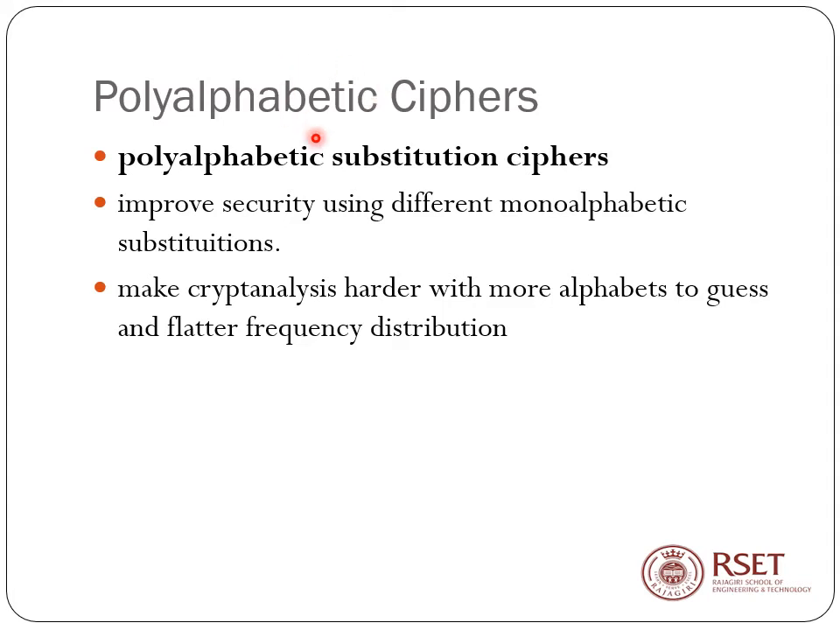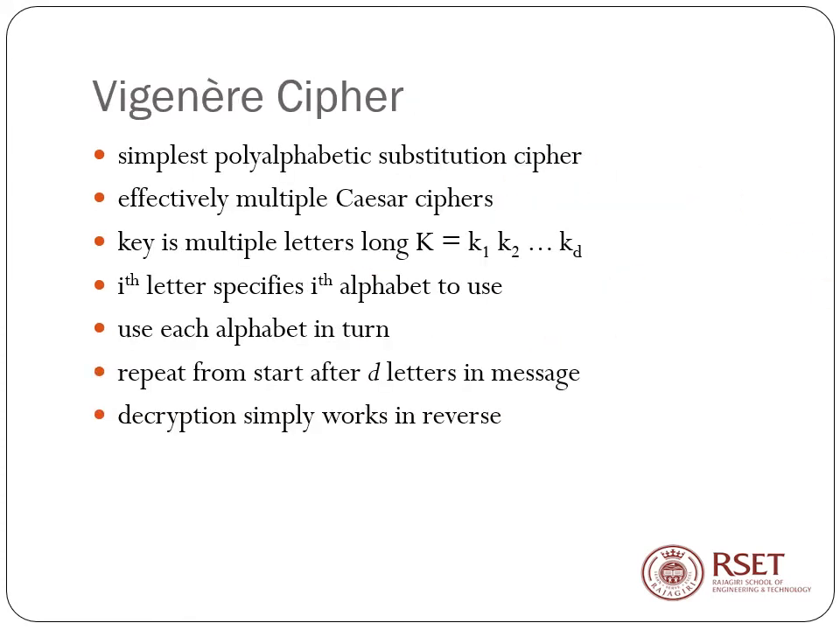Whereas in a polyalphabetic cipher, at one part A will be substituted with, say, Y. Again, after some time, if A is encountered again, it will be substituted with another letter, B. So there is no question of the same letter being mapped to the same letter again and again. That is polyalphabetic substitution. It definitely improves the security because you are substituting with different letters. The simplest polyalphabetic substitution cipher is called Vigenere cipher, and here the key is multiple letters long.